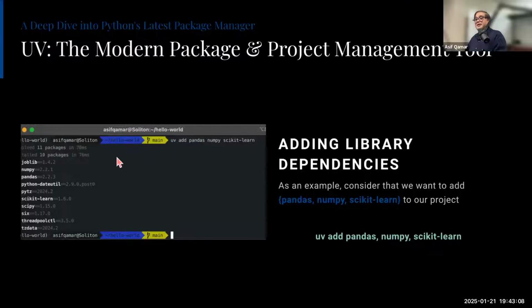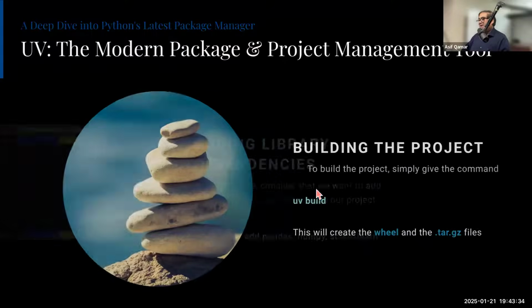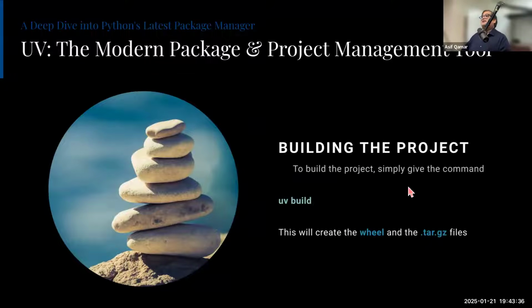So you gave 3 library names, but it brought in 1, 2, 3, 4, 5, 6, 7, 8, 9, 10. It brought in 10 libraries, right? Because for those libraries to function, they have their own dependencies. And not only that, it was smart enough to know the combination of the latest versions of those libraries that actually work together. And that is one of the powerful features of UV. Once you have done that, it's very easy.